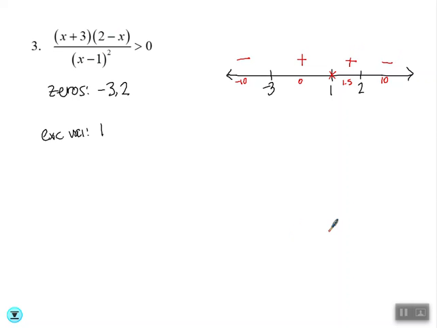Again, if you want to plug in the actual values, go right ahead. We are looking for where this is greater than 0, so we want the positive chunks. Since it is strictly greater than, not greater than or equal to, we are not including -3 and 2. And we already said we will never include 1 because that is an excluded value. The function is not defined at x equals 1. So our solution is -3 to 1 and 1 to 2.